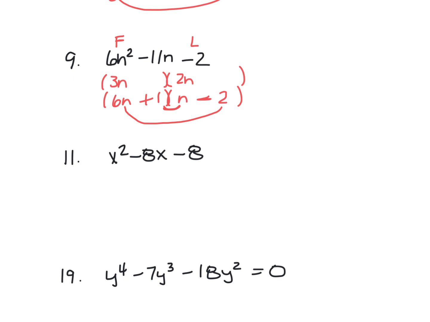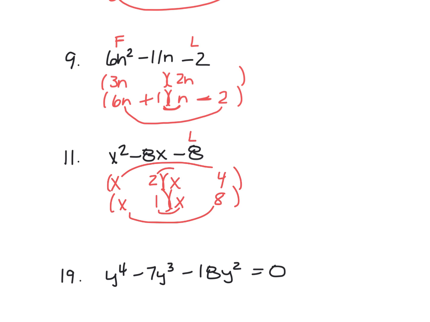Number 11, there's no perfect squares involved. There's no greatest common factor. This is going to be trial and error. And I believe if you go with x and x and you need factors of 8, which could be 2 and 4, could be 1 and 8, but I don't believe there's any way you would get your outsides and insides to give you a negative 8x. This one's not factorable. So we say this is prime or not factorable.